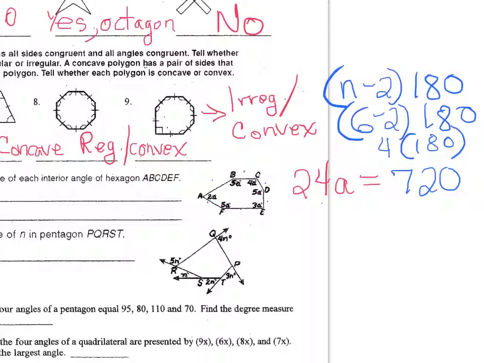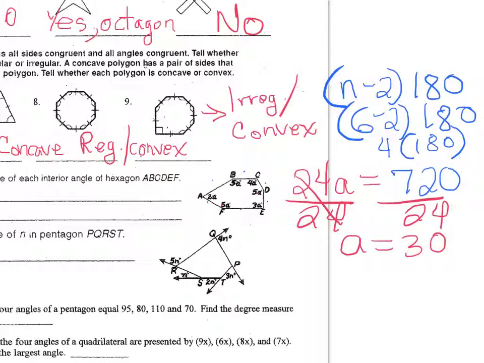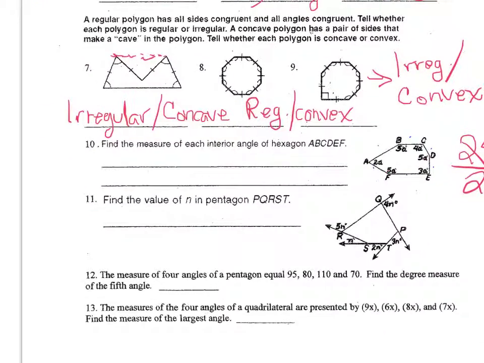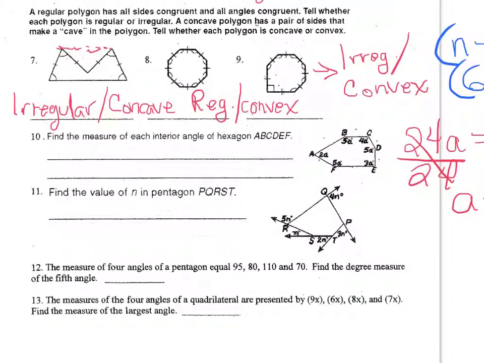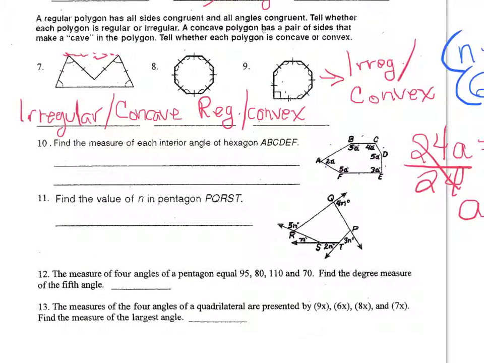Now let's go ahead and divide by 24. So how much is 720 divided by 24? That's equal to 30. So A is equal to 30. Now let's come back and plug it in. If A is equal to 30, the measurement of angle A is 60 degrees. What about the measurement of angle B?